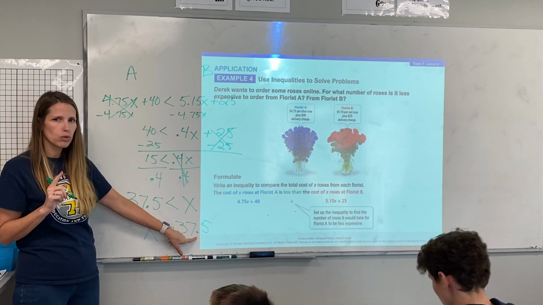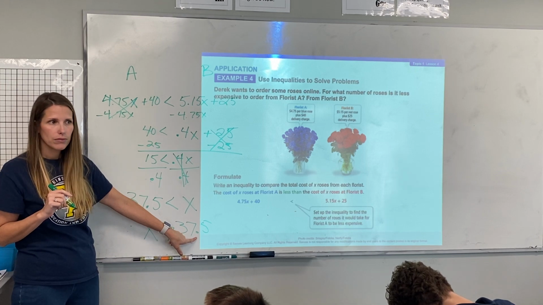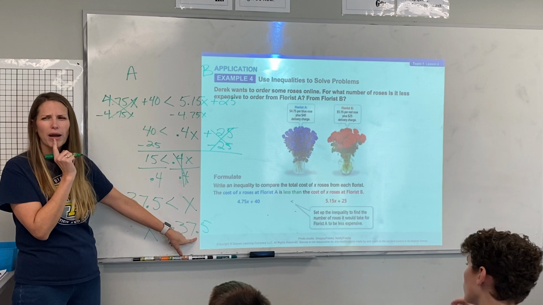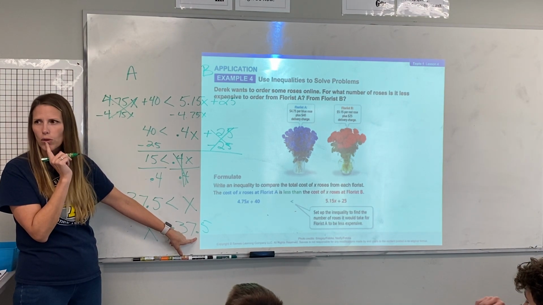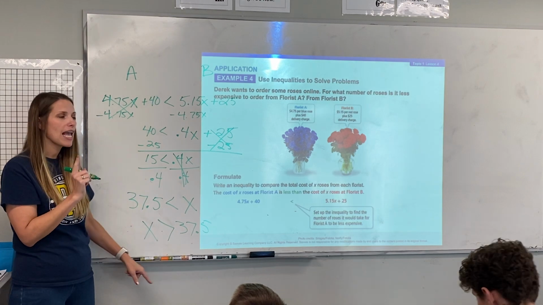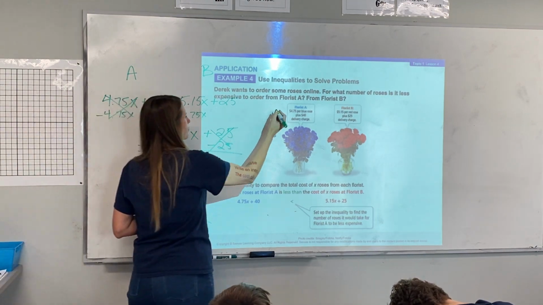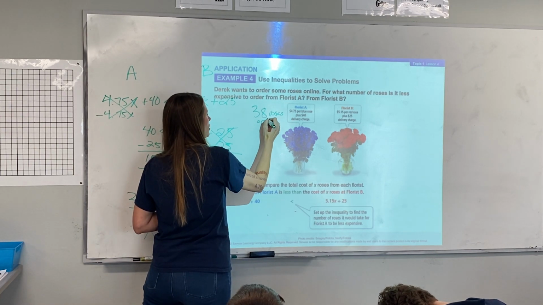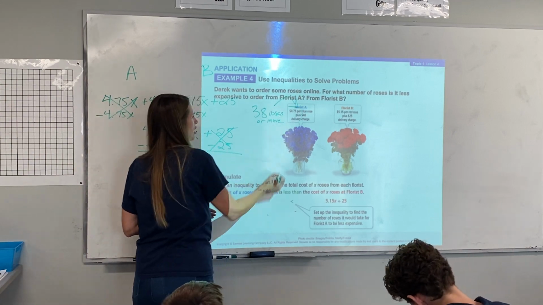So how many roses would that be to make it cheaper? 37.6 or higher. Well, do you buy roses by the tenth of a rose? So what would it be? 38. 38 roses or more would make A cheaper. So 38 or more roses would make A cheaper.